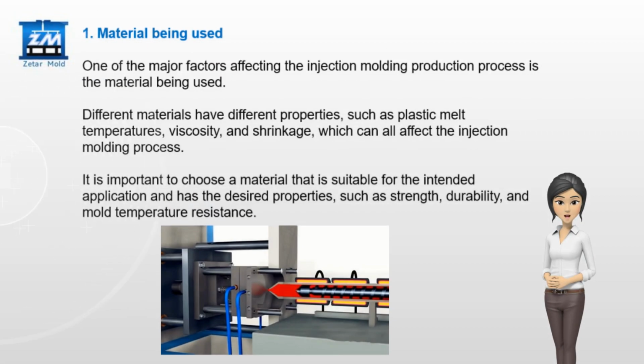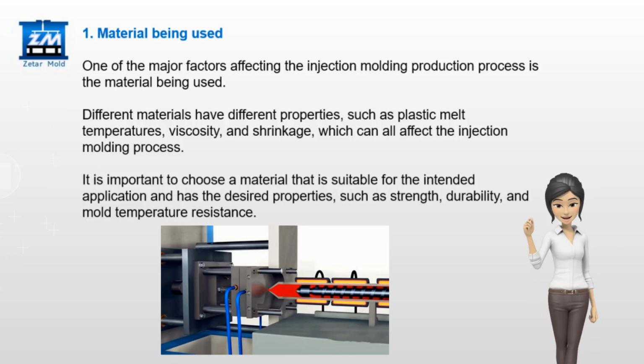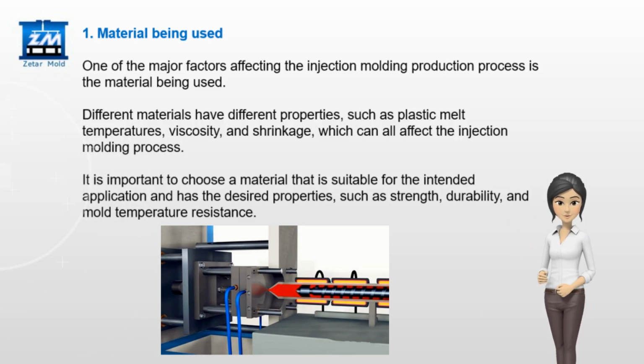Material being used. One of the major factors affecting the injection molding production process is the material being used. Different materials have different properties, such as plastic melt temperatures, viscosity, and shrinkage, which can all affect the injection molding process. It is important to choose a material that is suitable for the intended application and has the desired properties, such as strength, durability, and mold temperature resistance.